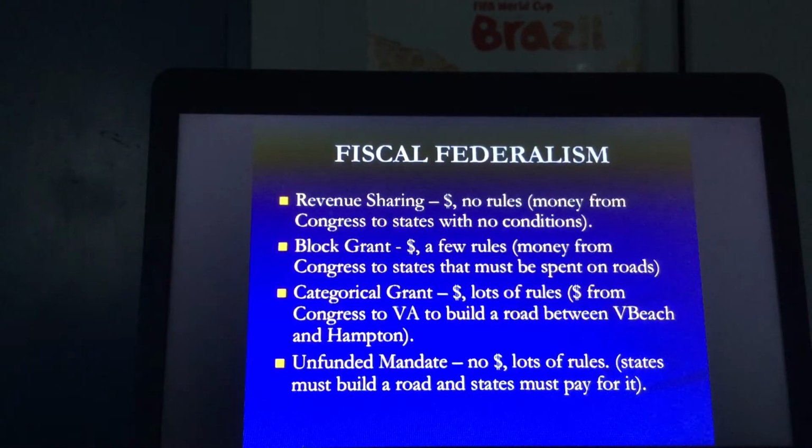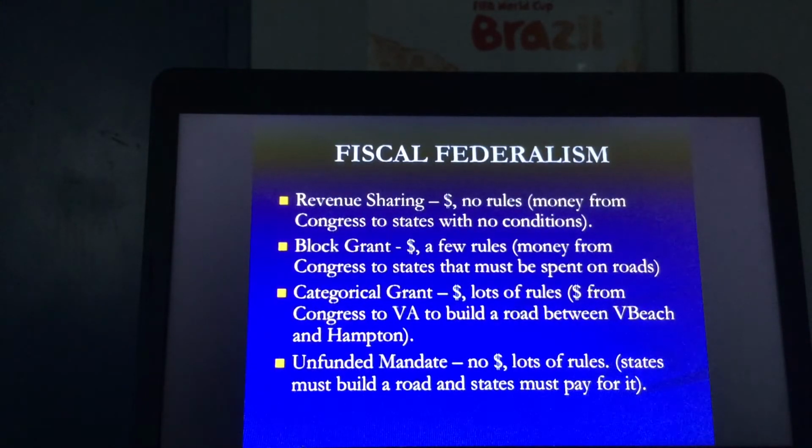A block grant would be, here's money for a certain area. Here's money for education or transportation. And you decide what to do with it, but you've got to use it in that area. So a block grant for education would mean Virginia gets the money. They've got to spend it on education, but Virginia can decide exactly how. So Virginia can build new schools. Virginia can raise teacher salaries. They can buy computers for students. As long as it's education related, then Virginia can use that block grant from Congress.